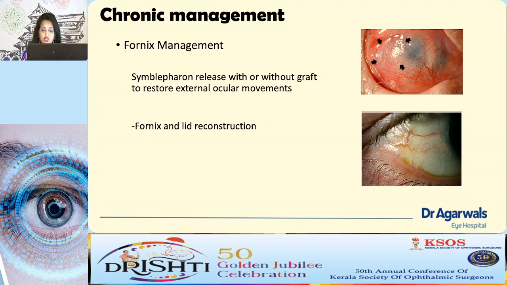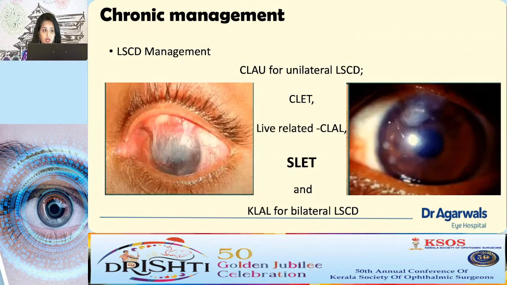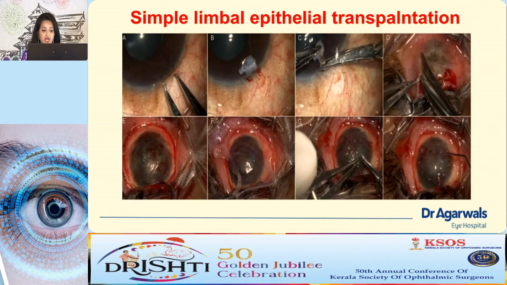When it comes to fornix management, the symblepharons have to be released with or without amniotic membrane to form the fornix, as well as lid reconstruction, so that the extraocular movements are comfortable. Coming to limbal stem cell deficiency, depending on unilateral or bilateral exposure of chemical injury, we have the conjunctival limbal autograft, we have the live related autograft, but the latest that we prefer is the simple limbal epithelial transplant, which has a very high prognosis as well as better surgical outcome with less requirement of any kind of laboratory cultured conjunctival cells. So here is a picture. We have had previous sessions where they have spoken about SLET in detail.